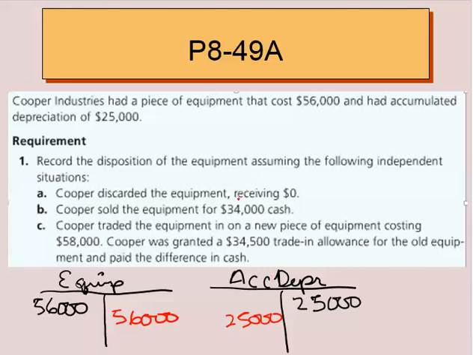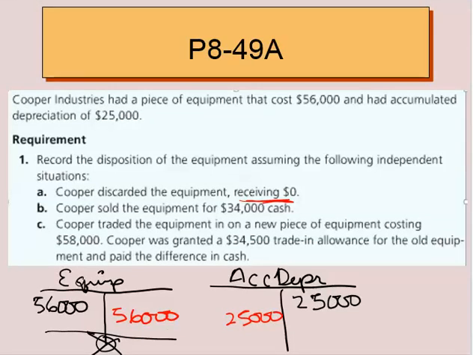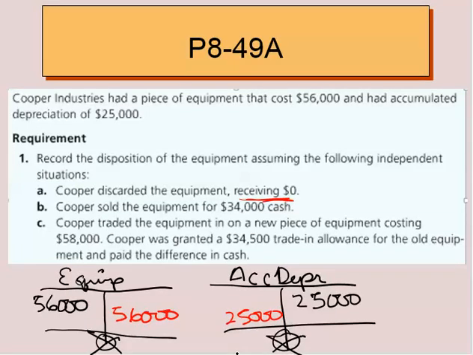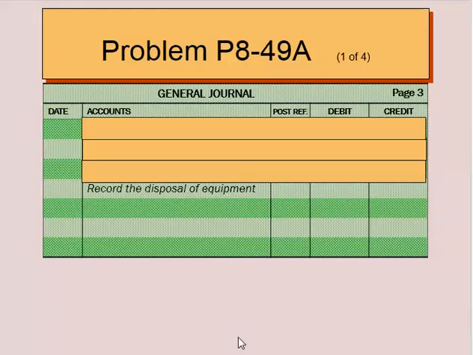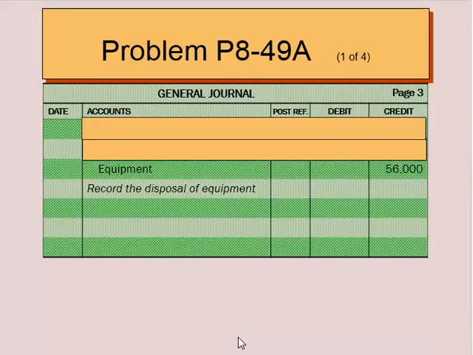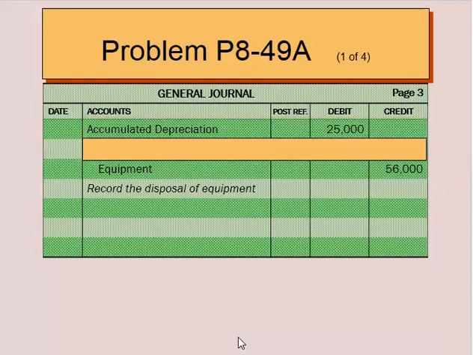Then in this particular case, in scenario A, it says we didn't get anything. So we know we need to credit our equipment for $56,000. That's going to bring our new balance in our equipment account to zero. Those two will offset each other, and our accumulated depreciation will go to zero if we debit that. So equipment, we credit $56,000. That'll get rid of the equipment on our balance sheet. We're going to debit our accumulated depreciation for $25,000.